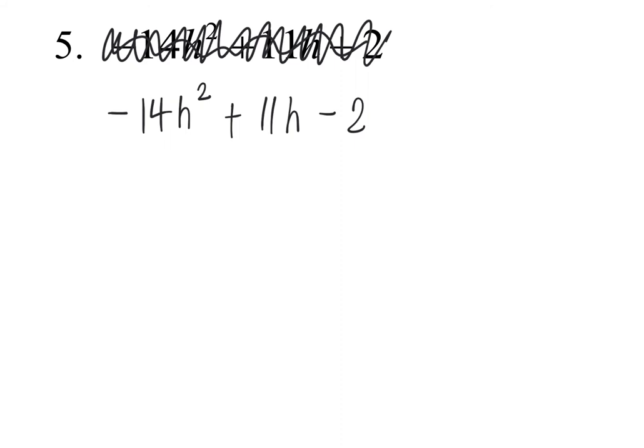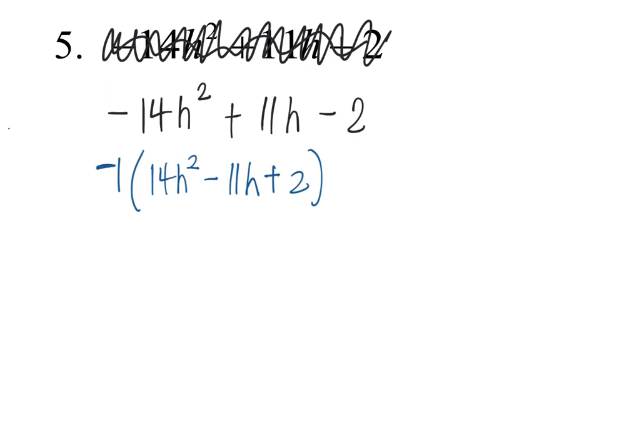There is no GCF. I was thinking maybe I could take out a 2, but 2 doesn't go into 11. That leading coefficient, however, is negative. So I do want to take out a negative 1. Let me change the color. Negative 1. And when you take out that negative, everything behind it changes sign. So 14h squared, a negative 11h, and a positive 2.